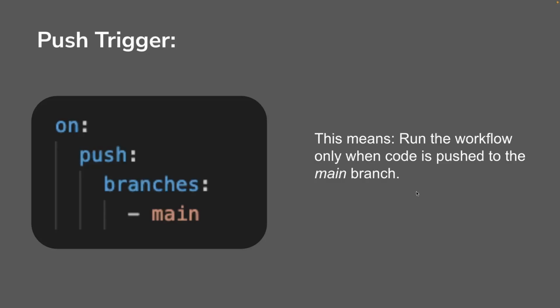Firstly, we have the push trigger. This on push trigger runs the workflow only when the code is pushed to a branch. Here I'm using the main branch. So every time some new code is pushed to the main branch, this job will be triggered.